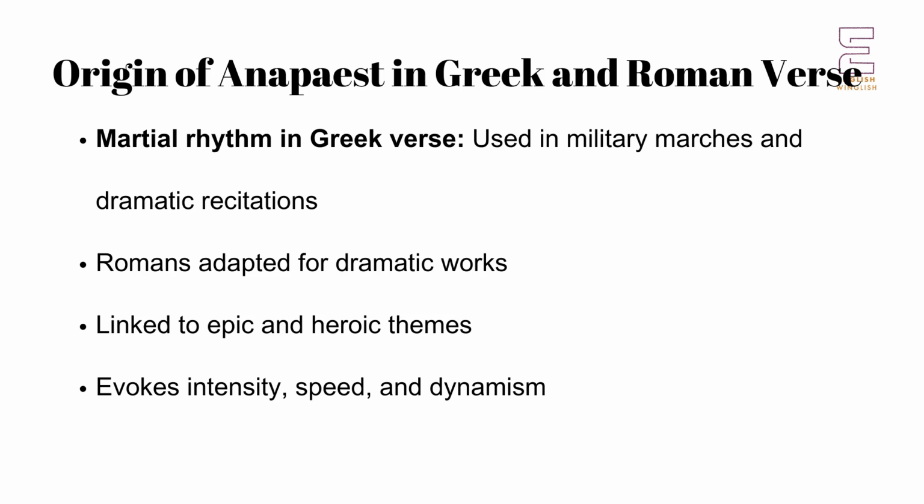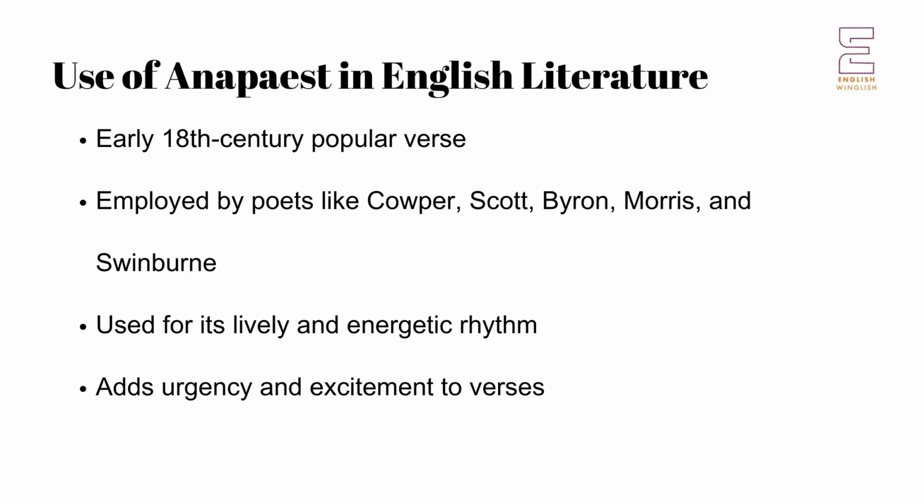Originally, the Anapaest meter was a martial rhythm used in Greek verse, often associated with military marches and dramatic recitations. The Romans later adapted this metrical foot for their dramatic works, maintaining its connection with swift action and movement. In its earliest forms, Anapaest was closely linked to epic and heroic themes, which relied on the meter's ability to evoke intensity and dynamism. Use of anapaest in English literature.